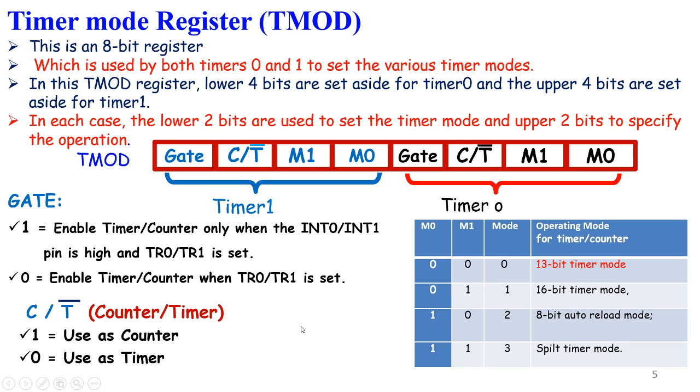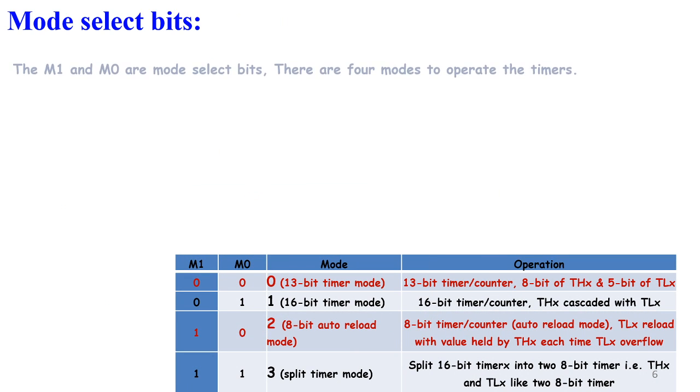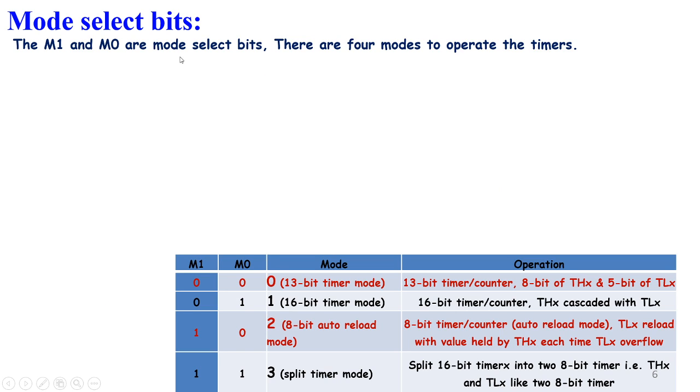In the exam, a question on this topic is asked like this: draw the format of the TMOD register and explain each flag bit in detail. Or what are the different modes of timer 0 and timer 1, and how they get selected. So let us discuss the mode bits in detail. M0, M1 are the mode select bits. There are 4 modes to operate the timers.